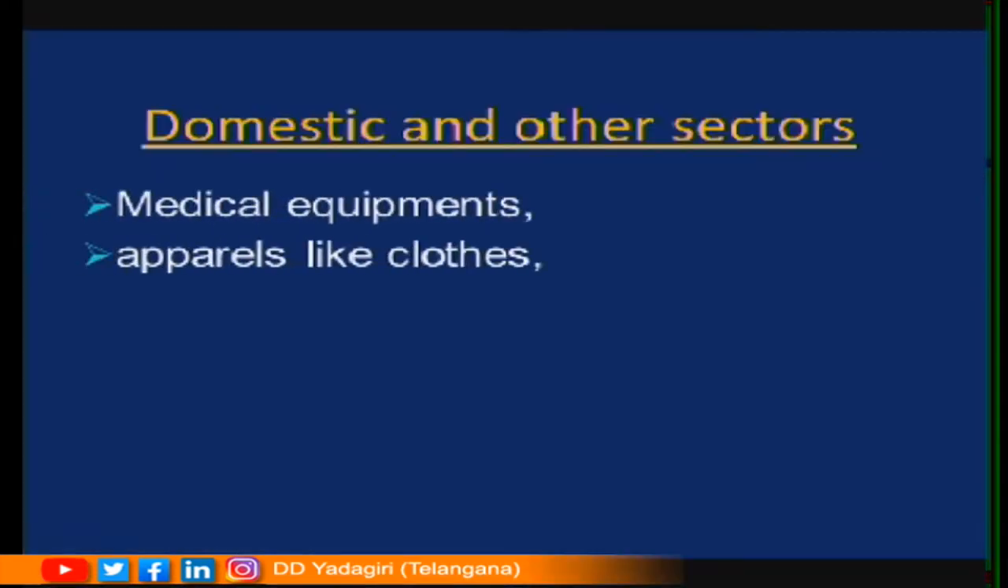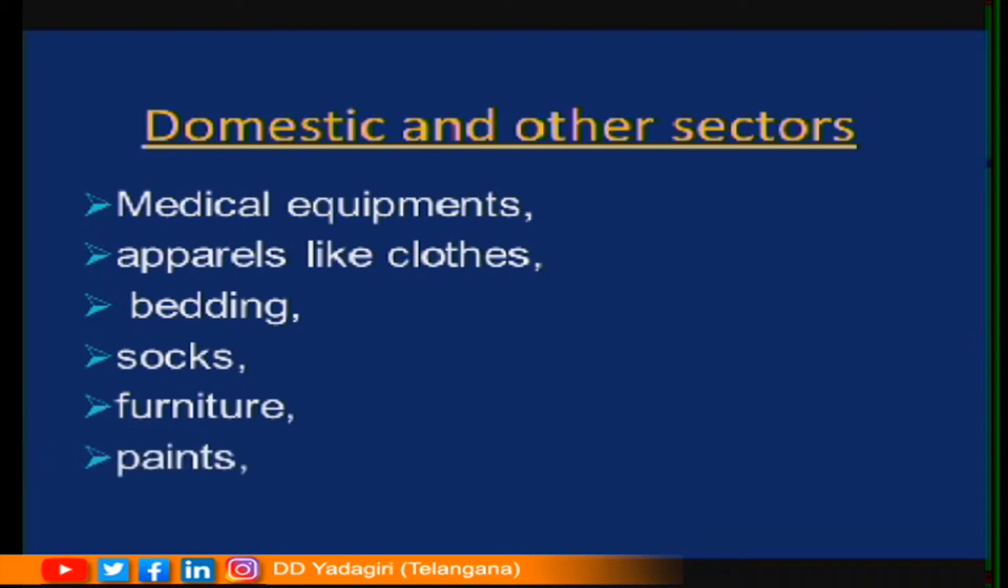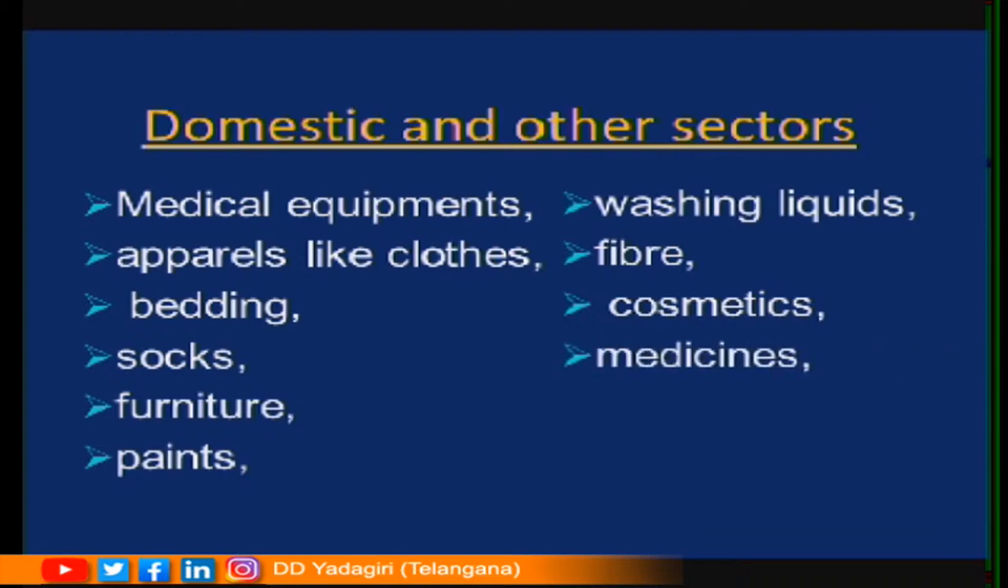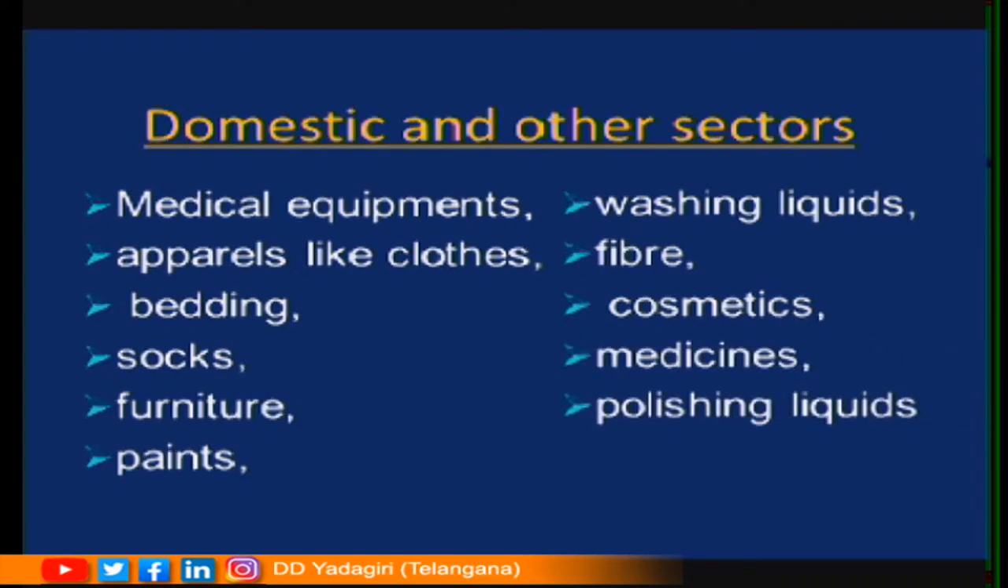Now, in the domestic sector, it is used to make medical equipment, apparel like clothes, bedding, socks, furniture, paints, washing liquids, fiber, cosmetics, medicines and polishing liquids. Children, you have learnt about the uses of petroleum products industrially, in agriculture and also for domestic purposes. Nowadays we are getting furniture that in olden days we used to prepare with the help of wood and iron, but nowadays all are plastic items.